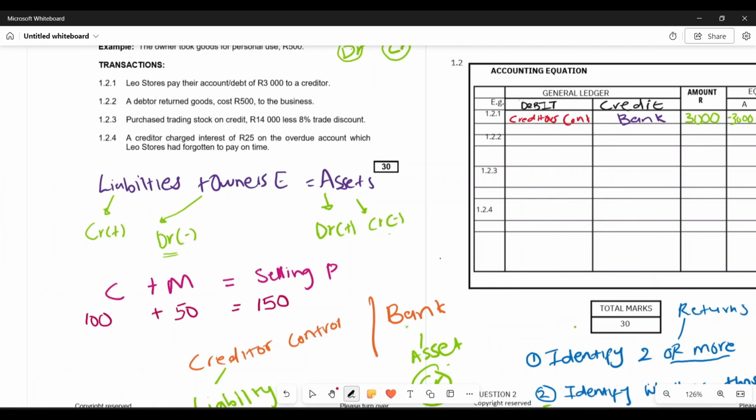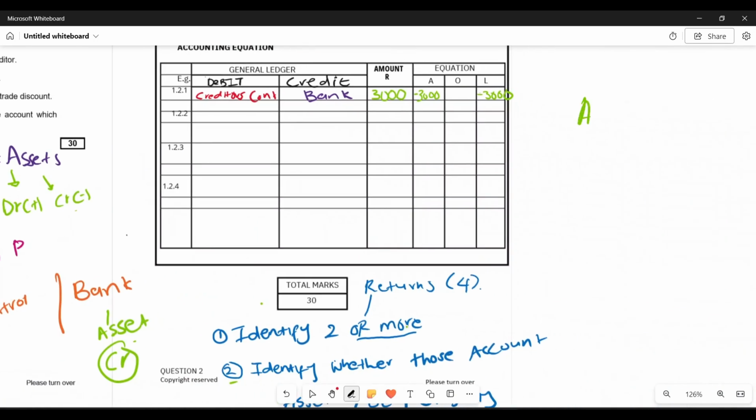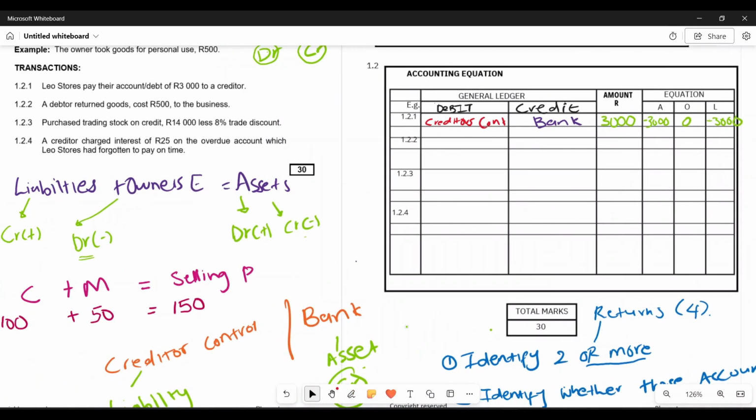And as you can see here, if I were to write down my accounting equation, assets equals owner's equity plus liability. My asset decreased by 3,000. My liability decreased by 3,000. And my owner's equity will be zero in this case. As a result, can you see that the left-hand side equals the right-hand side? This is how you should be able to answer your questions relating to accounting equations.